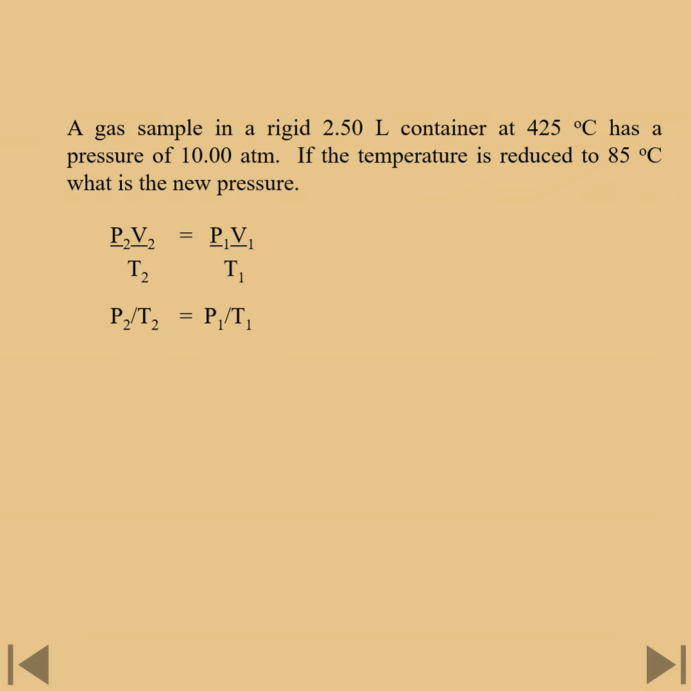We're after P2. Let's multiply out T2, and there's P2 isolated. Once again, for temperatures, these need to be in kelvins. And note, all units cancel but atmospheres. Should I have had a reduction in pressure? Well, I had a reduction in temperature, so yes, I should have a reduction in pressure.